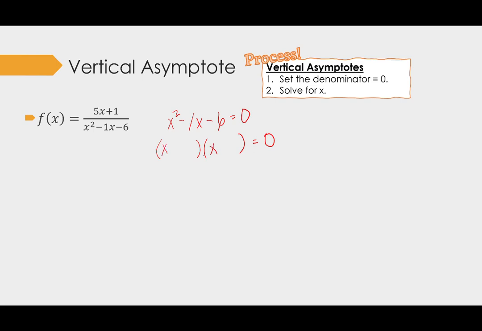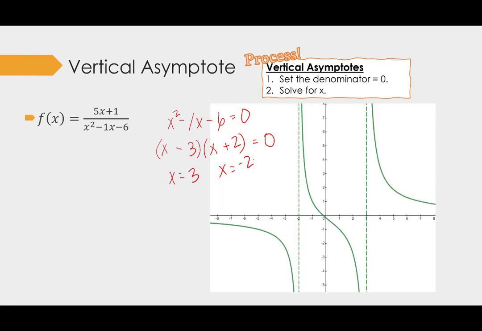X and x multiplies to be negative 6 would be minus 3 and plus 2 to get the negative 1. Set these equal to 0: 3 and negative 2. Again, let's look at our graph and see if it agrees. Yep, vertical asymptote at negative 2 and positive 3 for this graph. We can find the vertical asymptotes.